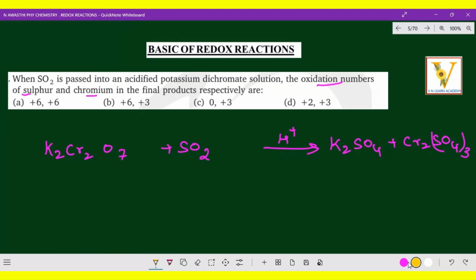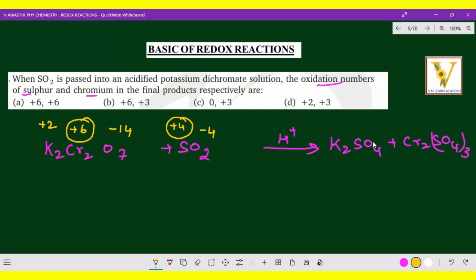Okay. Now here oxygen is -2, and potassium is +1 because it belongs to the first group. Now this is -14 and here +2. So naturally here you will get +6 oxidation state. So chromium is +6 oxidation. And the same way for sulfur, here the oxidation state of oxygen is -2, so you will get -4 and here you will get +4. In this point, sulfur is +4.